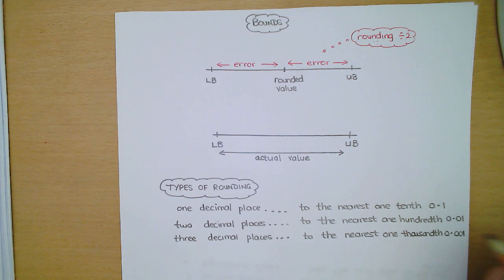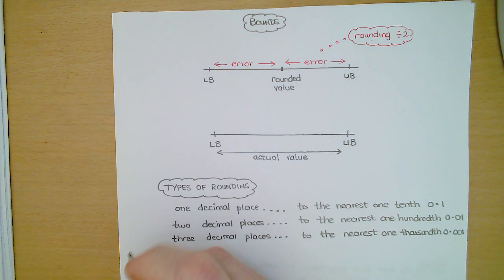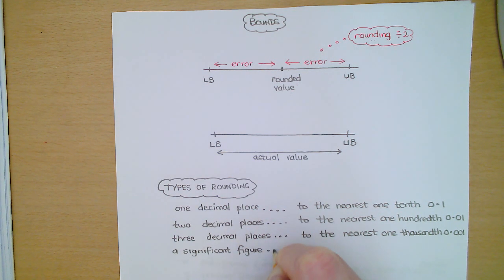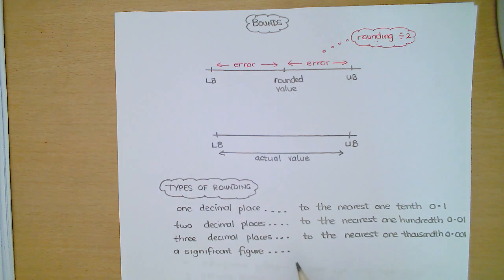And that would be 0.001. And finally, a trickier one would be a significant figure. So for example, to 2 significant figures, or to 3 significant figures, or to 1 significant figure. So when rounding to a significant figure, what that means is you take the unit value for the last column. And I know that sounds a bit vague, but that will become clear when we look at an example involving significant figures.